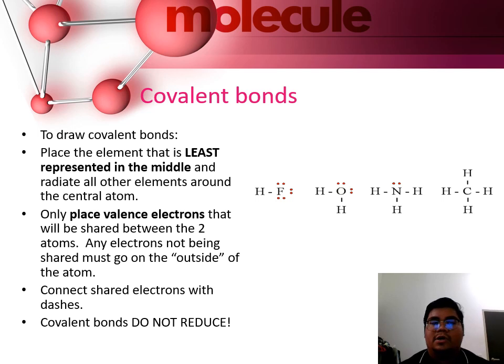So this is how you draw a covalent bond. The element that is least represented, meaning the least amount in a molecule, for example, oxygen in water here, is placed in the middle. Only place the valence electrons that will be shared between these two atoms, hydrogen and oxygen here, and electrons that are not being shared must go on the outside of the atom. This is what we call the lone pairs.